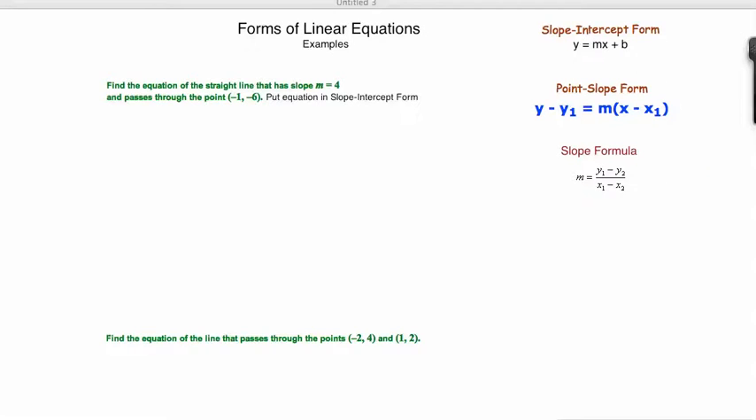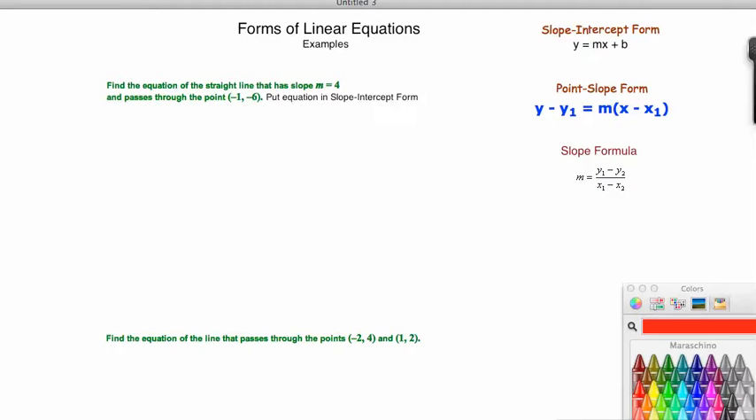Alright, let's look at a couple of examples like you might see, especially on the ACT, they like to do these. If you're told to find an equation of the straight line that has a slope of 4 and passes through the point (-1, -6), and we want to put that into slope-intercept form. That's usually the form that you see written out on the ACT, and I've put these off to the side so that we can refer to them.